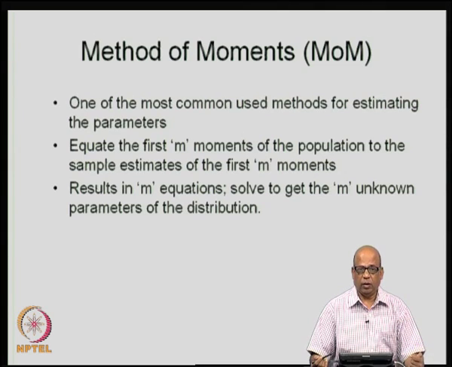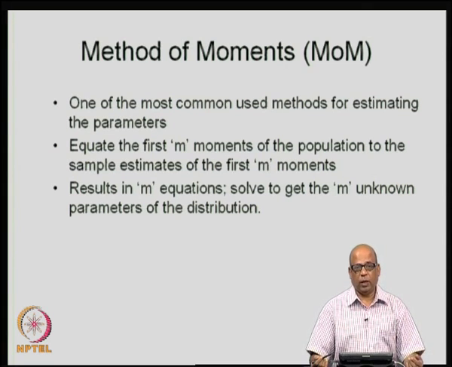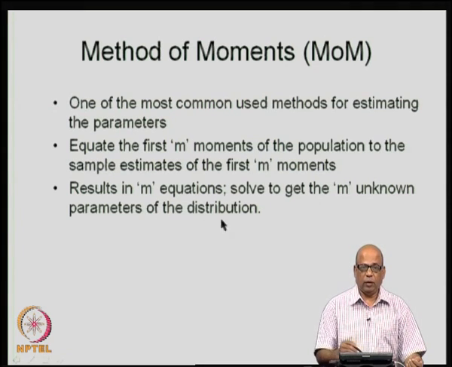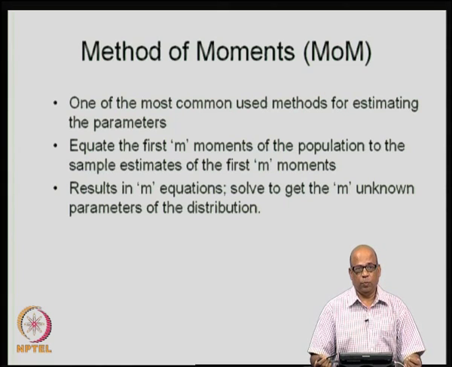Recall that the sample estimate of the first moment is x bar, and similarly the sample estimate of the second moment is s square, the estimate of the variance, and so on. So, from the sample we can obtain the sample estimates of the first moment, second moment, third moment, and so on. We equate these with the moments of the population, or the moments of the theoretical distribution, generating m equations by equating the m moments of the sample with the m moments of the population. We solve these m equations to obtain the m unknown parameters of the distribution.